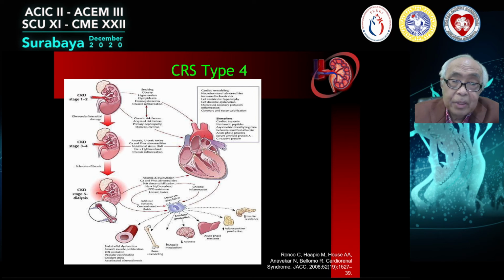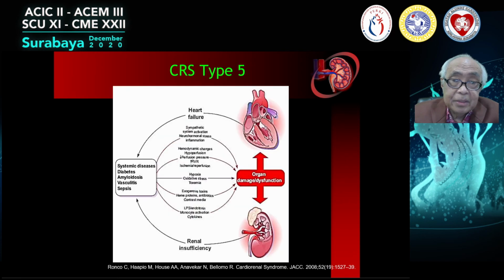This is type 4. Chronic kidney disease will cause some heart disorders, like acute coronary syndrome, arrhythmia, and so on. And type 5 is more complicated. Here, some systemic disease is involved. So, as I told you, it becomes more complicated, and usually the prognosis becomes worse.